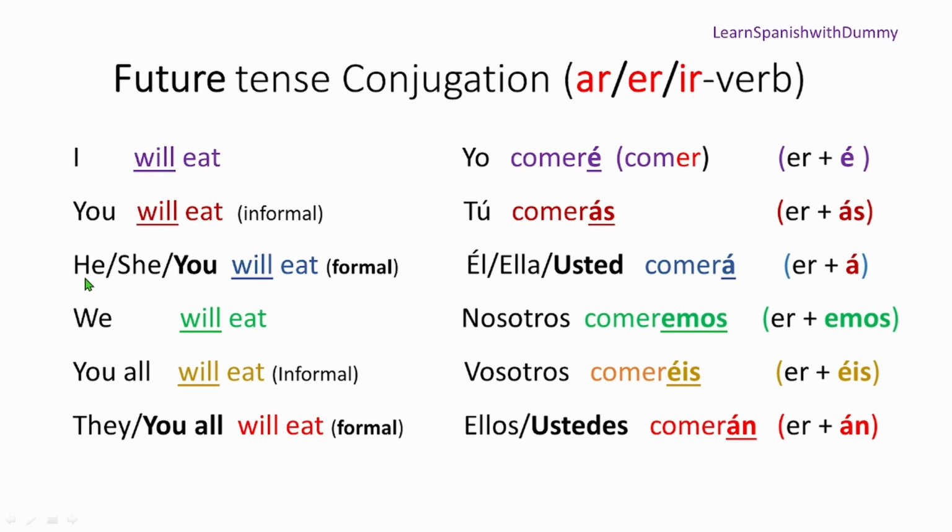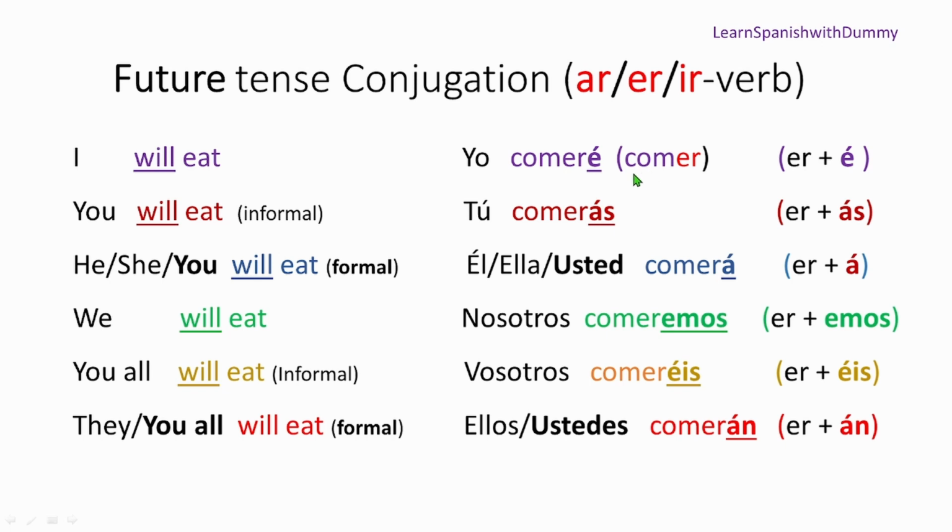All right. He, she, you will eat. Él, ella, usted comerá. Here again we add á. We will eat. Nosotros comeremos. Right? "Emos" has been added. You all will eat. Vosotros comeréis. Perfect. And they, you all will eat, that's ellos, ustedes comerán. Okay? So you just see how it has been conjugated.